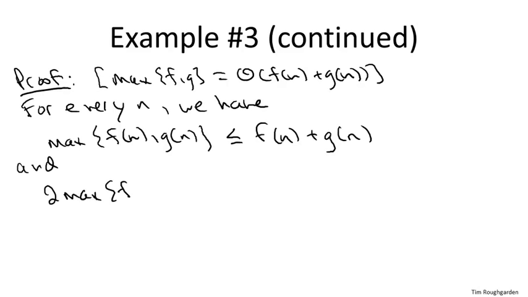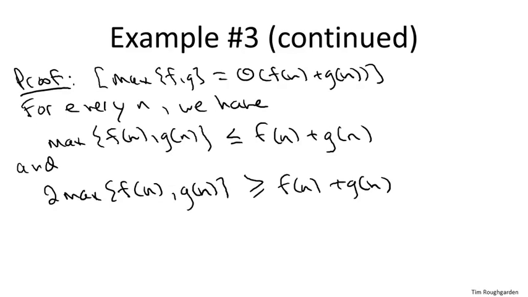Secondly, if we double the larger of f of n and g of n, well then that's going to exceed the sum of f of n plus g of n. Because on the right-hand side we have a big number plus a small number, and on the left-hand side we have two copies of the big number. So that's going to be something larger. Now it's going to be more obvious what's going on if I divide both of these sides by 2, so that the maximum of f of n and g of n is at least half of f of n plus g of n. That is, it's at least half of the average.